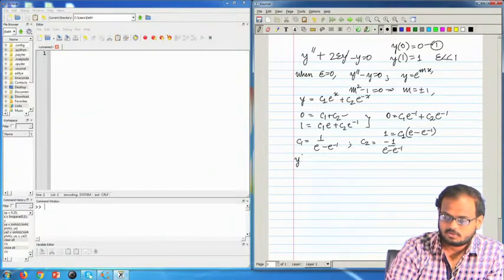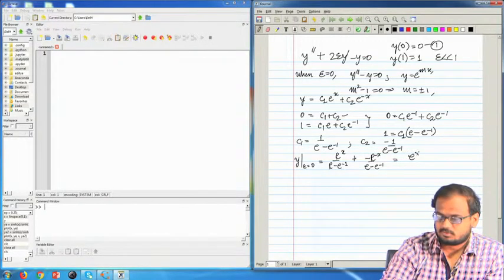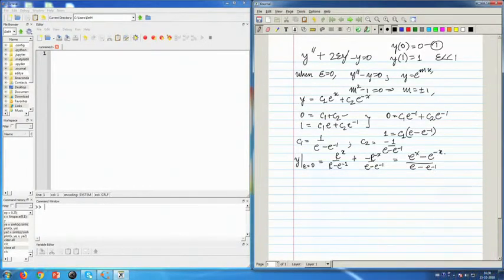Hence, the solution for epsilon equal to 0 is 1 by (e minus e raised to minus 1) times e raised to x, plus c2, which is minus 1 by (e minus e raised to minus 1) times e raised to minus x, which is nothing but (e raised to x minus e raised to minus x) by (e minus e raised to minus 1), which is equal to sinh of x by sinh of 1. Let us see how the plot looks like.